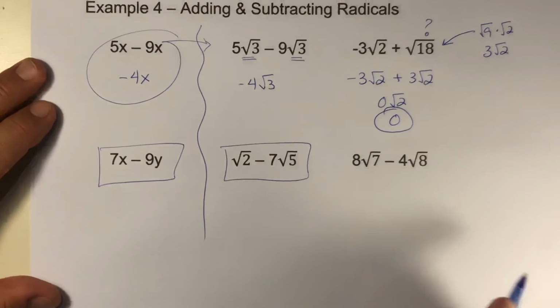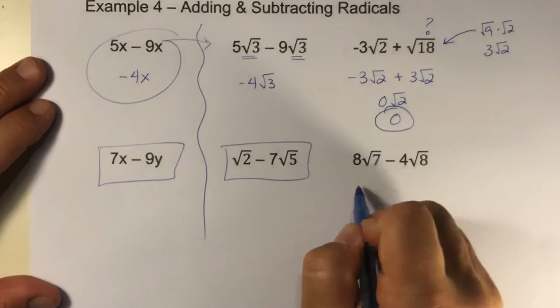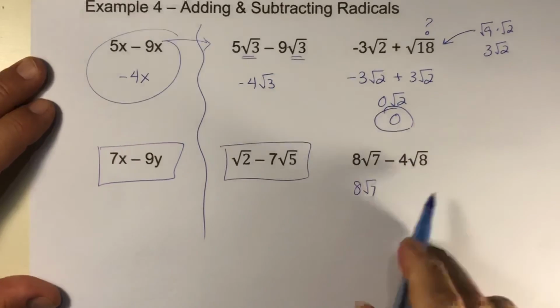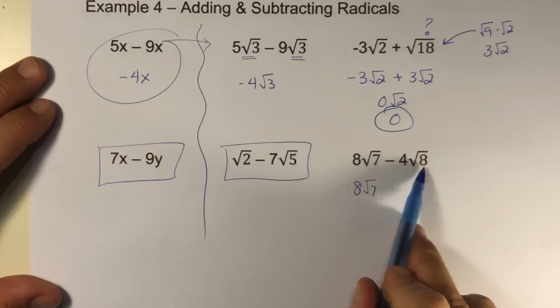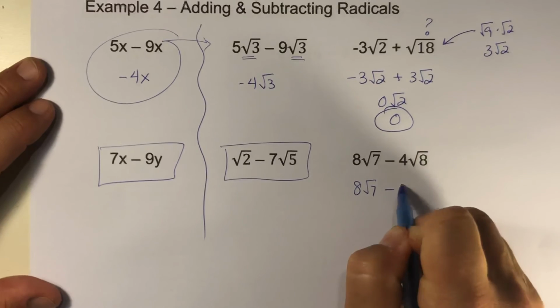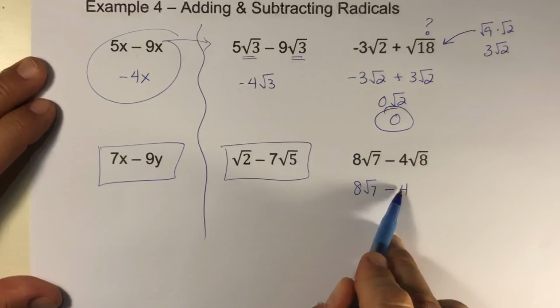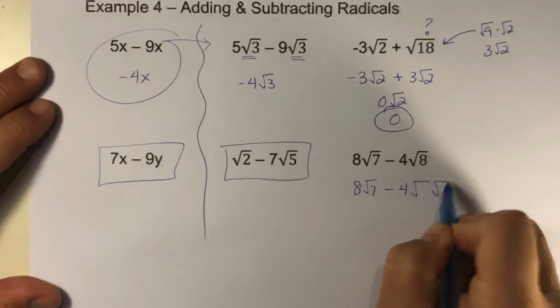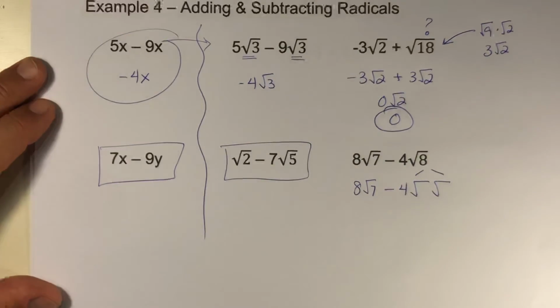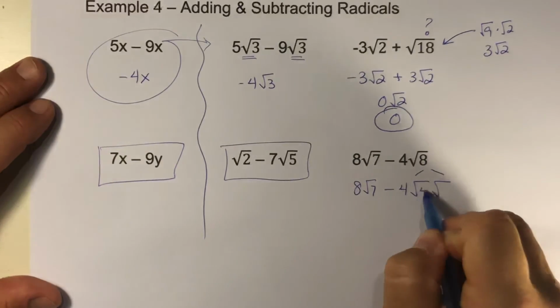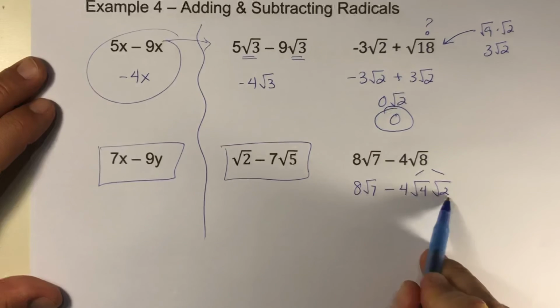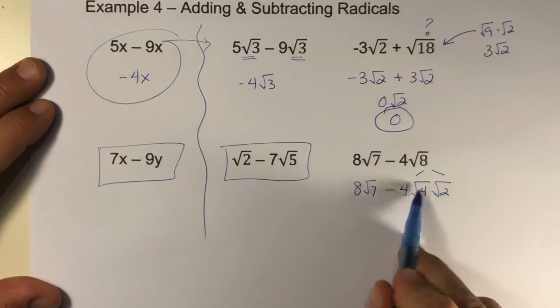Even over here, right? Radical 7, 8 radical 7, that can't be simplified further, but oh, wait a second. Radical 8 can be. So I'm going to carry down my -4, and then I'm going to break radical 8 up into its factors of radical 4 times radical 2, right? 4 times 2 is 8.